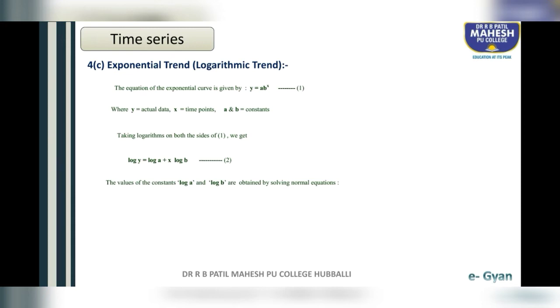Here the values of the constants log a and log b are obtained by solving normal equations. Adding summation on both sides, summation log y equals n into log a plus log b into summation x. So this is equation number 3. Let us take another normal equation, multiply both sides by x, it becomes summation x log y is equal to log a into summation x plus log b into summation x square. So this is equation number 4.